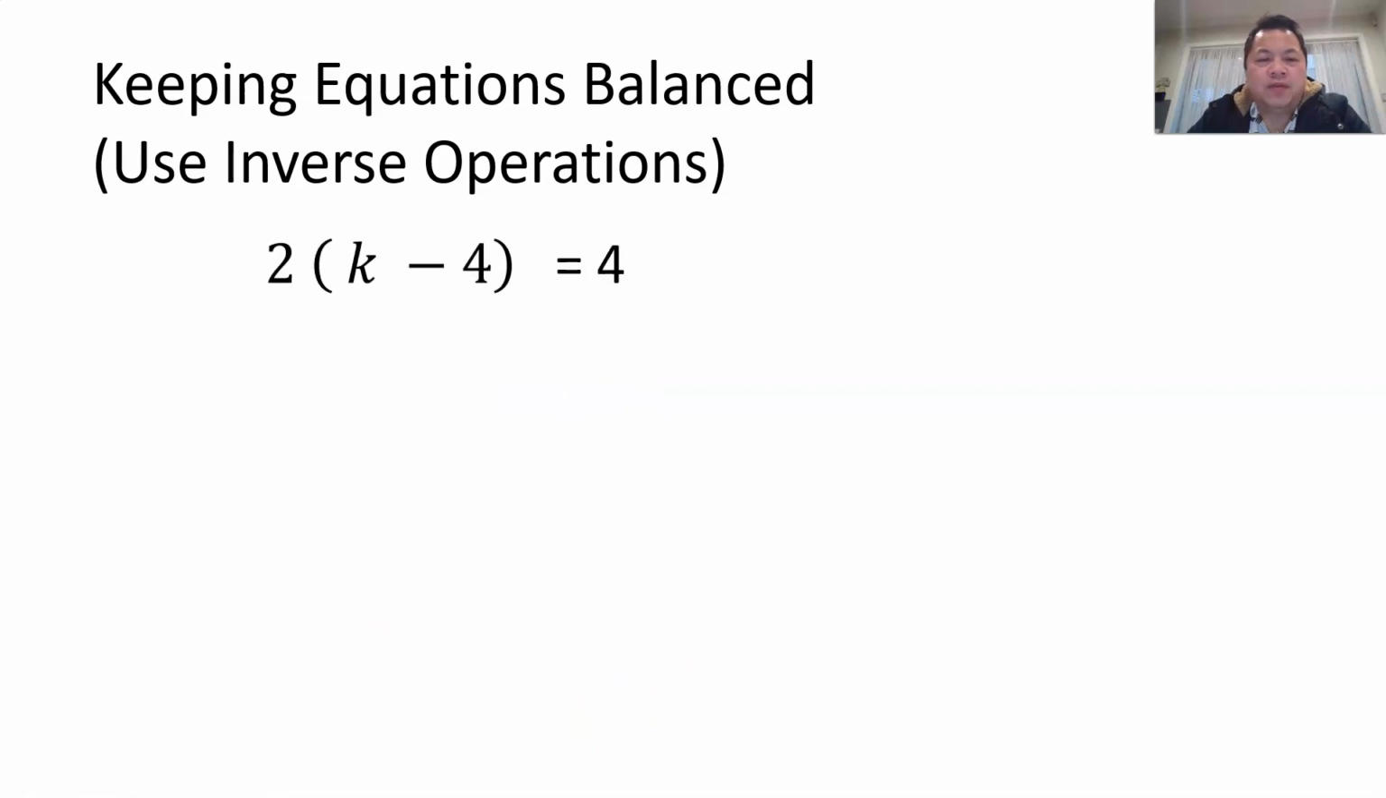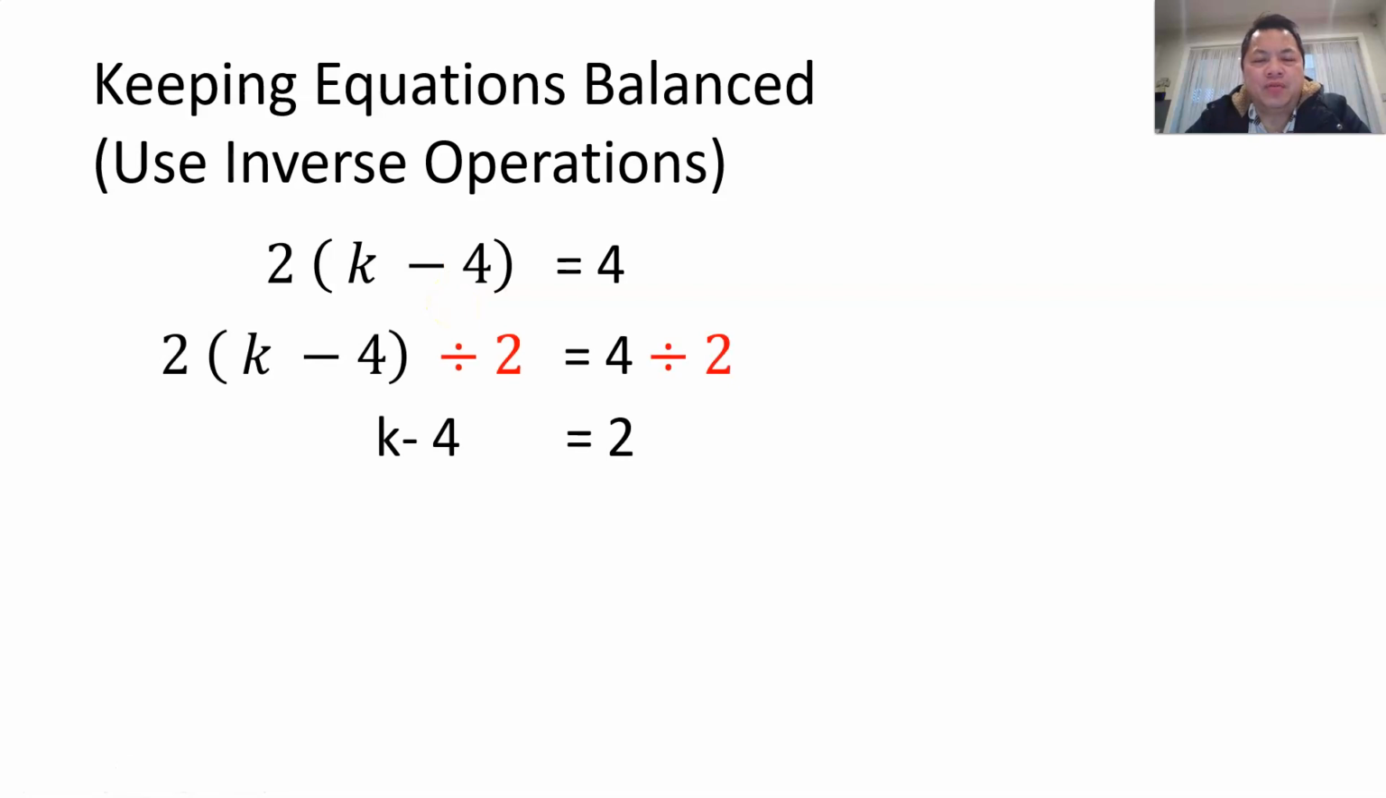Next one, we have 2 bracket k minus 4 equals 4. Since I can't do anything to the minus 4 at this point in time, I'm going to get rid of the 2. So I divide everything by 2. That's how I get k minus 4 equals 2.